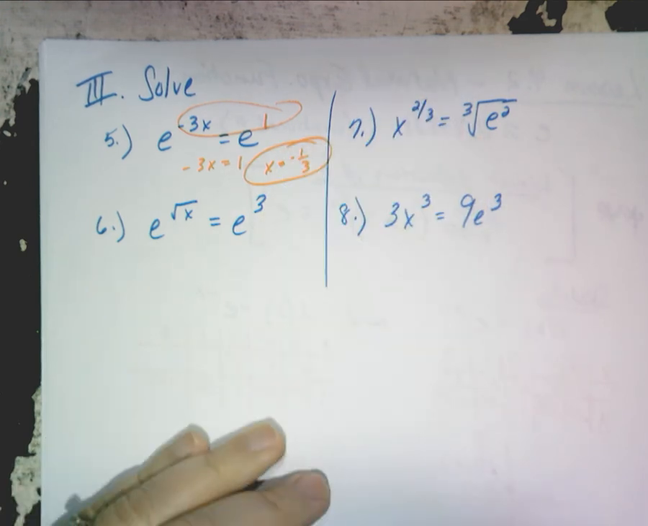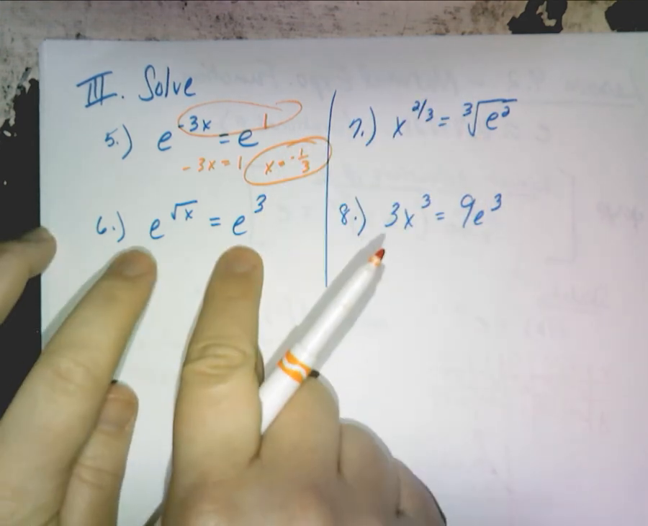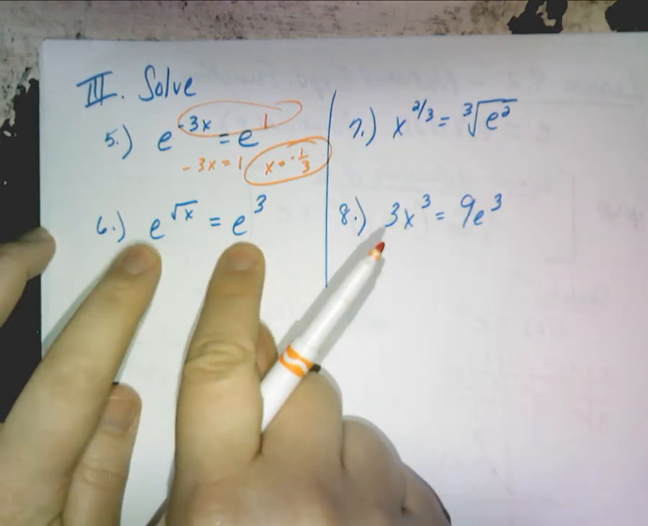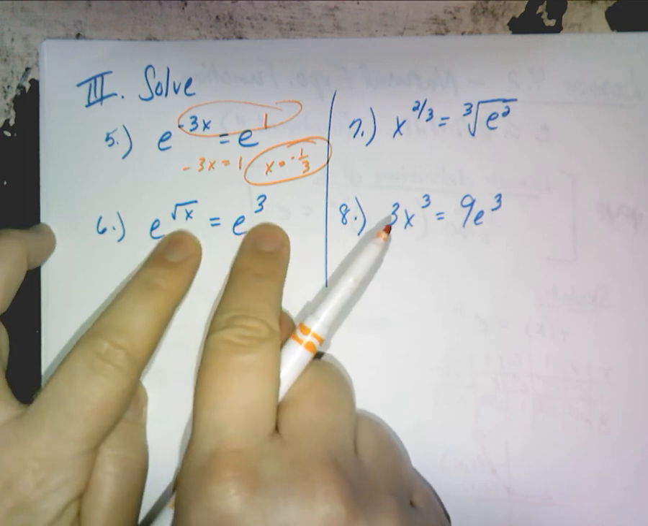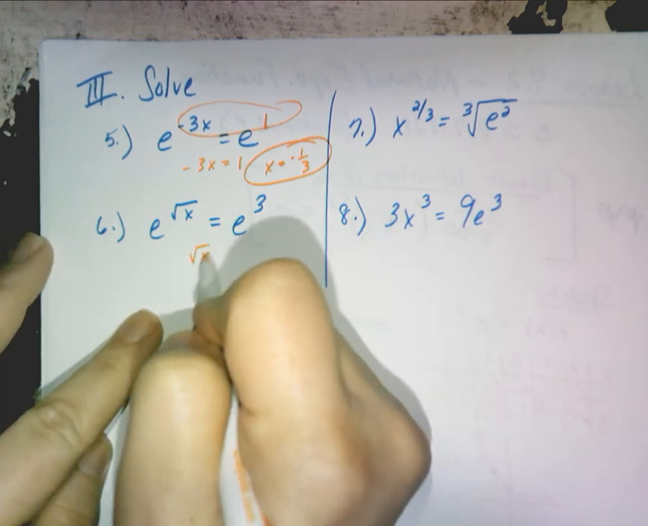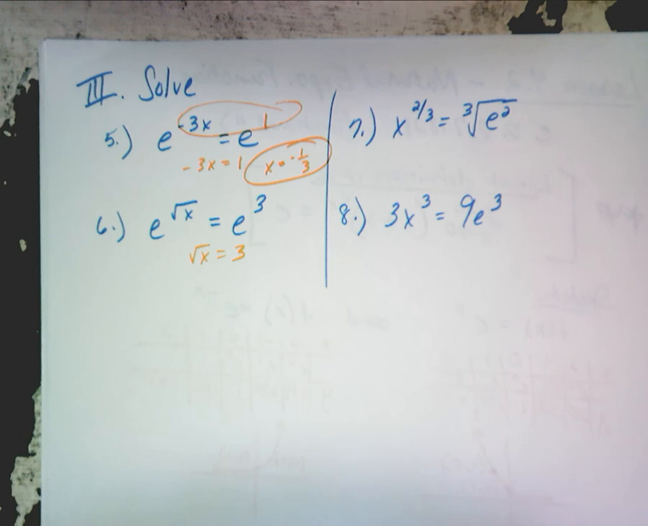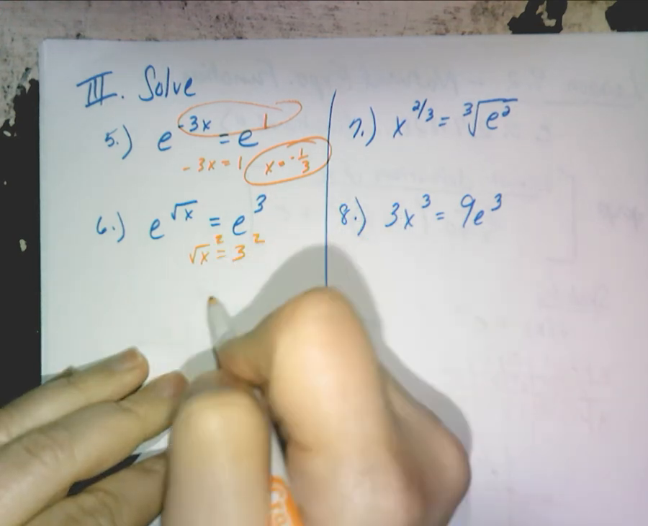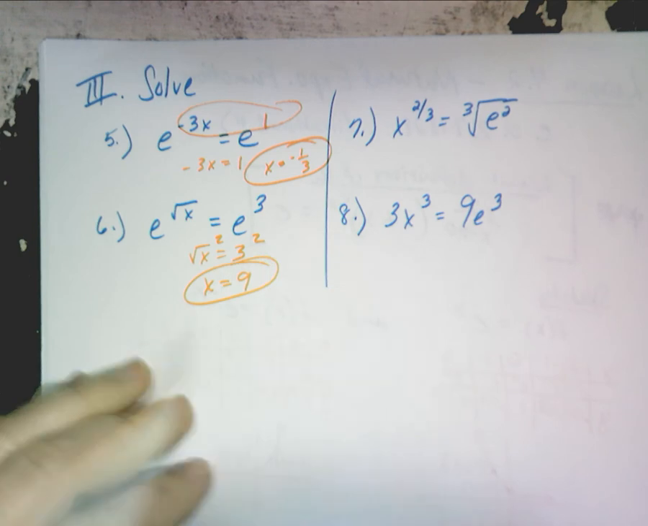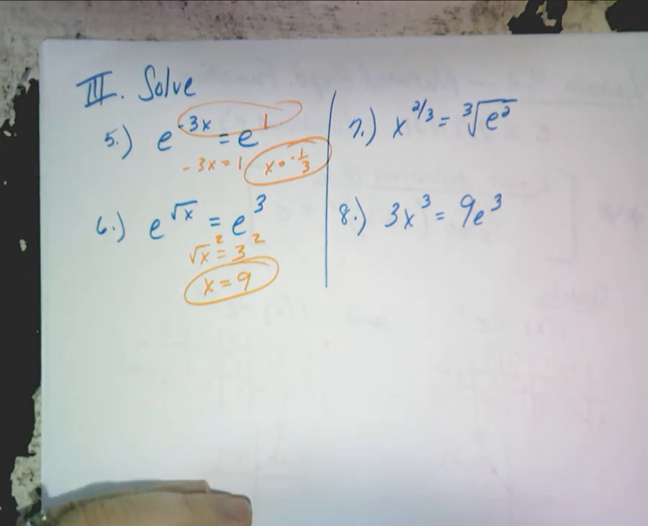Done. What about over here? This is a base. This is a base. Same base. Then you can set the exponents equal. So square root of x equals 3. How do you undo a square root? Square both sides. So x equals 9. Done. Are you with me?